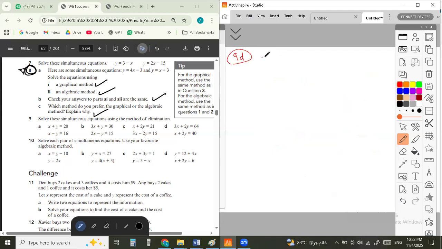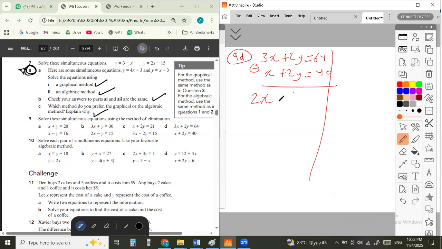Question 9D says 3x plus 2y equals 64, and x plus 2y equals 40. How can I answer this or eliminate? Definitely using subtraction, because 2y plus 2y will give you 4y, it will not be eliminated, but subtracting them will give you 0. 3x minus x is just 2x. 2y minus 2y, bye-bye. Equals 64 minus 40, which is 24. So x equals 12.